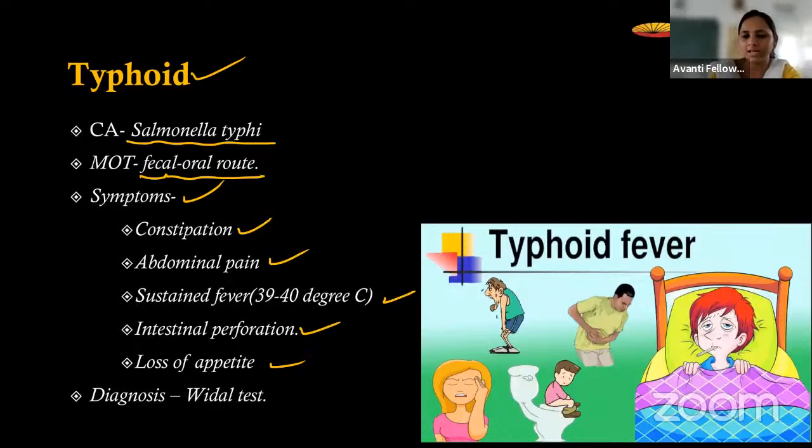Constipation means what? Can anyone tell me what you mean by constipation? Then abdominal pain you are going to get. This is the main thing you have to remember. The sustained fever is 39 to 40 degrees C.